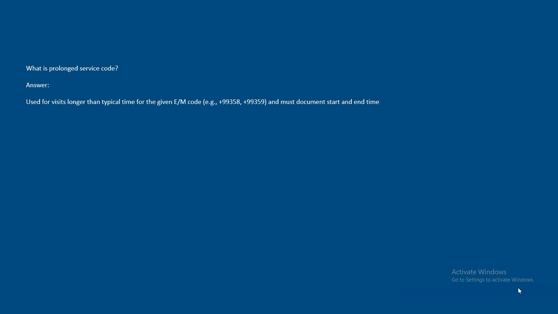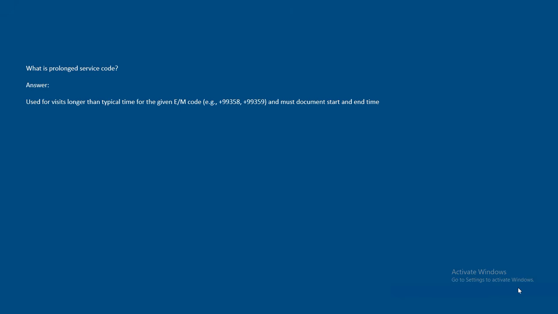Next one, what is a prolonged service code? Most of the time we will use a prolonged service code for time longer than typical for a given E&M code, and we must document start and end time. For example, in one code we have 70 minutes as the highest time. After 70 minutes, if the physician continues any evaluation management, we will use the prolonged service code.